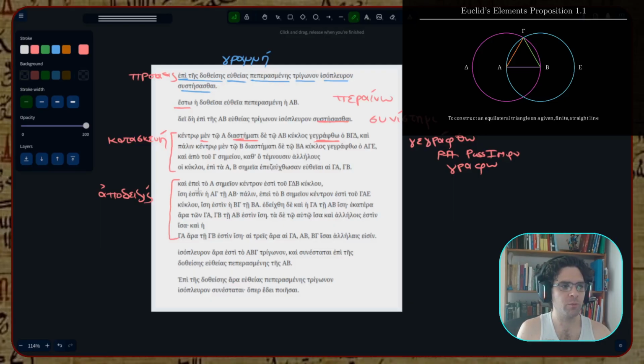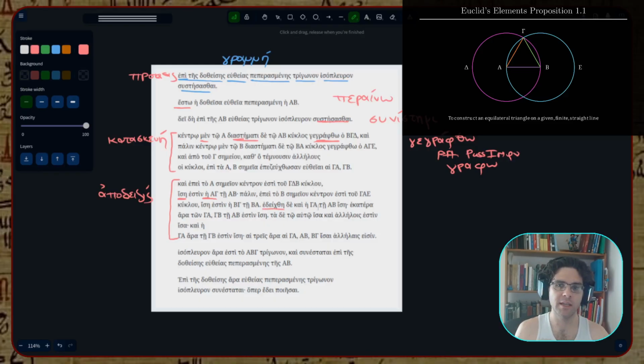So the first part of our proof goes, and since the point alpha is the center of the circle gamma delta beta, the line alpha gamma is equal to alpha beta. So the line segment alpha gamma is isē tē alpha beta. And similarly, since the point beta is the center of the circle gamma alpha epsilon, beta gamma is equal to beta alpha.